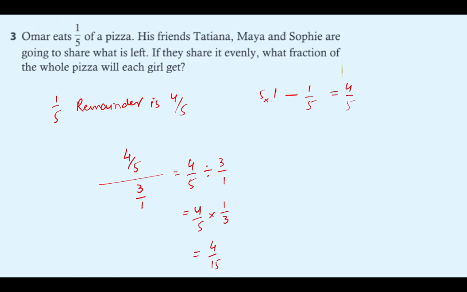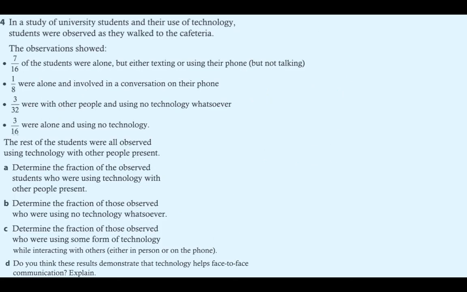Means make the denominator the same. So this becomes 5 over 5 minus 1 over 5. This is 4 over 5. So this is the alternate way of finding the rest. So if you want to find the fraction of the rest, you just need to add these 4 values and subtract from 1. So we can say that this is actually 1 minus 7 over 16 minus 1 over 8 minus 3 over 32 and minus 3 over 16. If you subtract all these fractions from 1, you will get the remaining. So now we need to make the denominators the same.